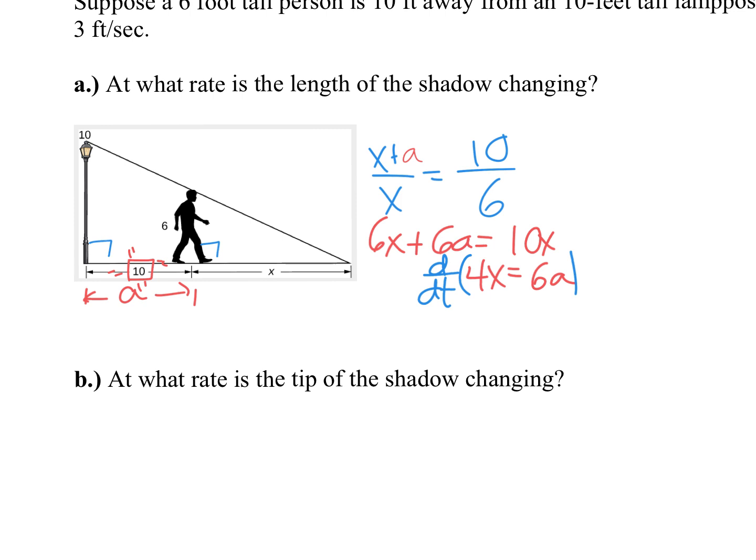Not at all. But I always feel like the more it's simplified, the less work I have to do with the derivative. So it's going to be what? 4 dx/dt, yeah? Is equal to 6 dA/dt. All right. So what was dA/dt?